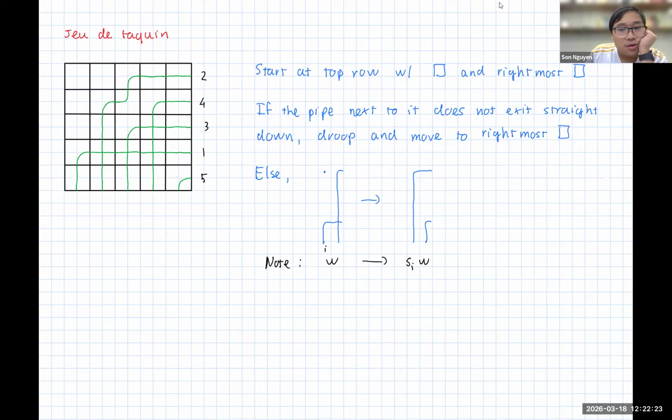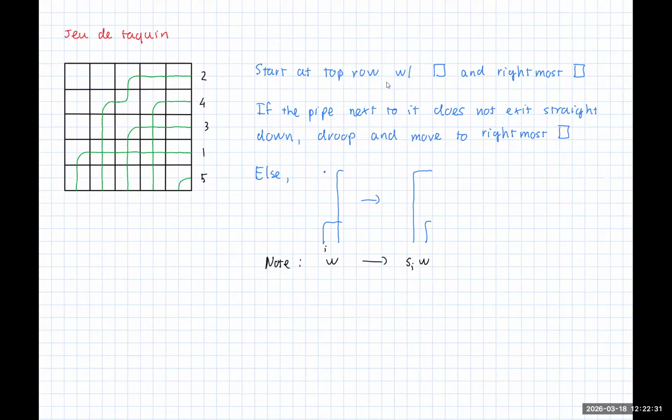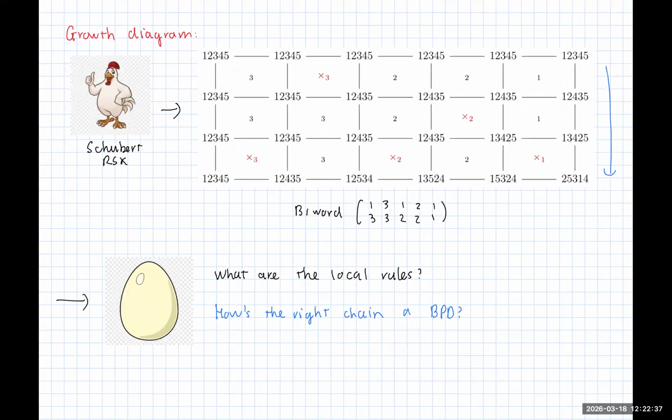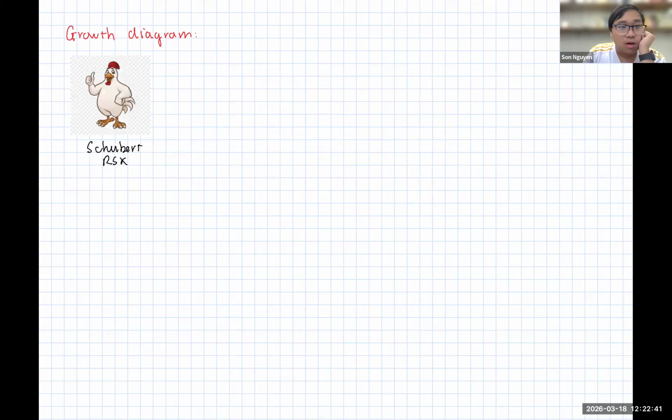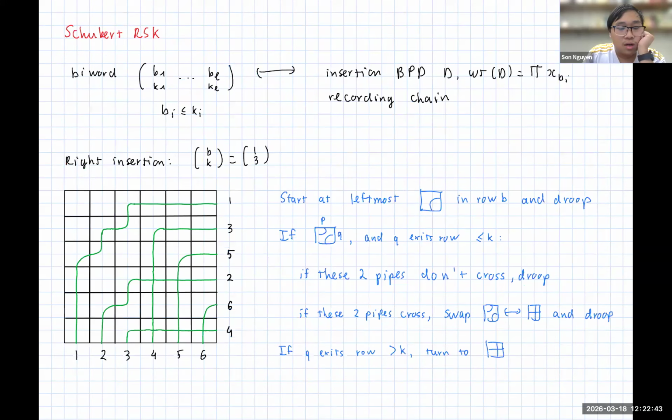Is it easy to see why the map is reversible? Oh, sorry, that was going back a few slides. I don't want to interrupt your flow. That was going back to when you first showed the algorithm for Schubert RSK. Oh, okay. Is it this one? Yeah, yes, I think so.